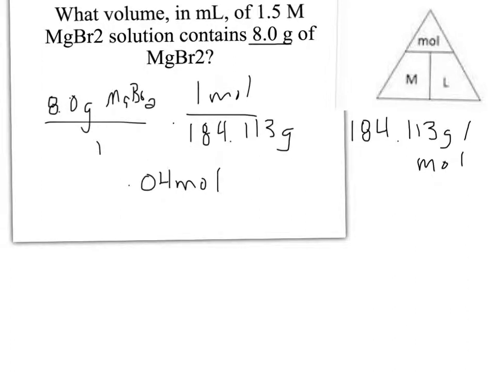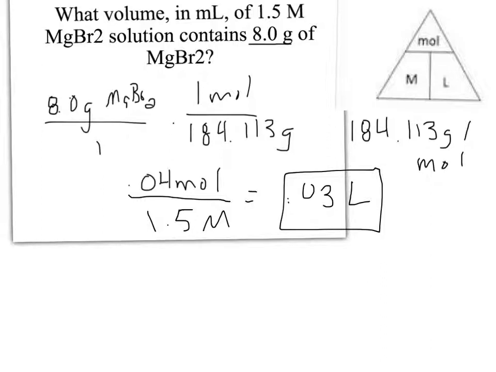So we're going to cover up that volume there. We have moles divided by molarity. Let's divide this by our molarity, which is 1.5 big M, which is going to equal probably something very small. Yes, very small. That's going to be 0.03 liters.